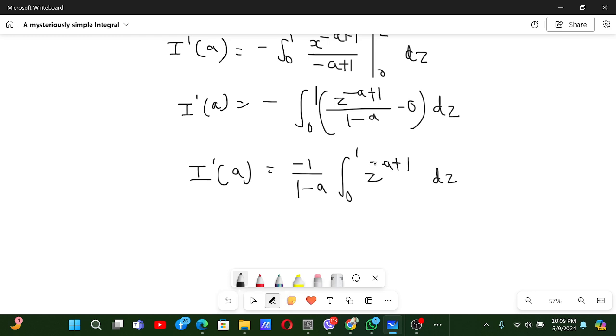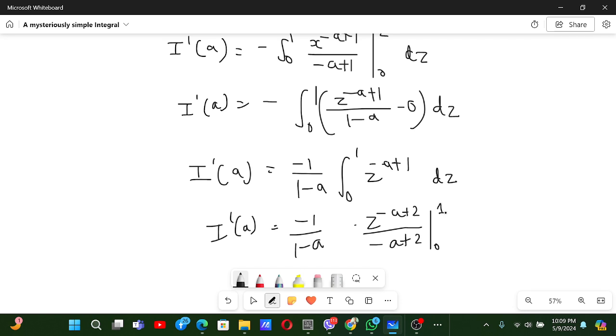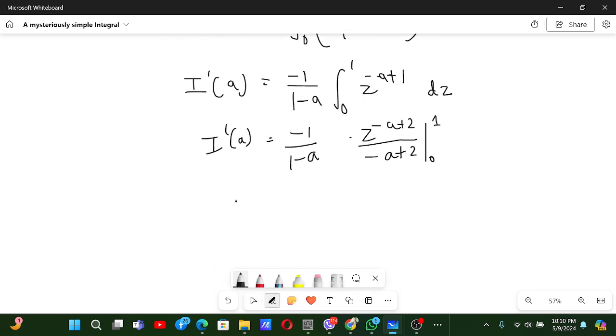Now after this, I dash of a is minus 1 by 1 minus a times z to the power minus a plus 2 by minus a plus 2, going from 0 to 1. So we now have I dash of a equals minus 1 by 1 minus a, and then 1 by 2 minus a minus 0, so no need to write that. We just have the product of these two expressions.